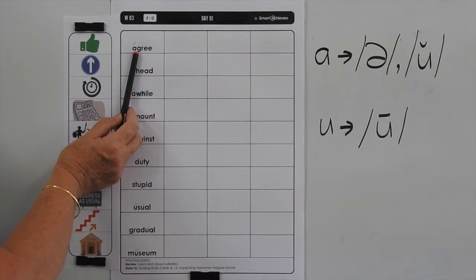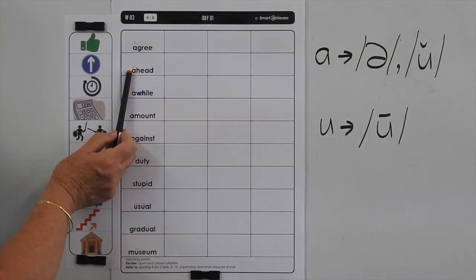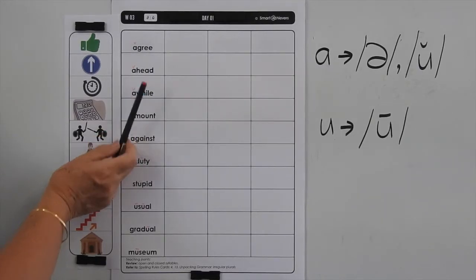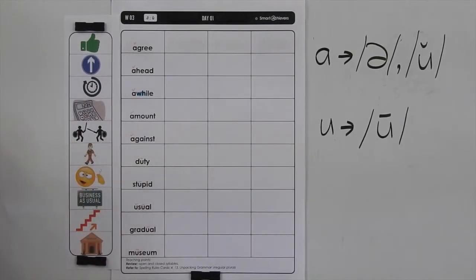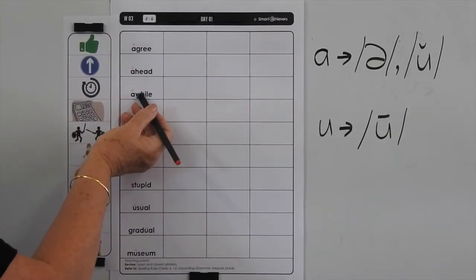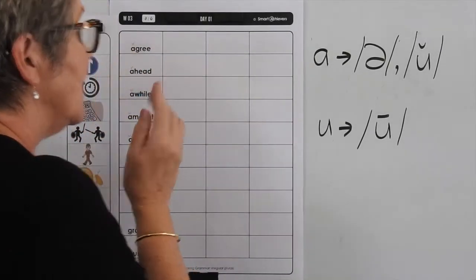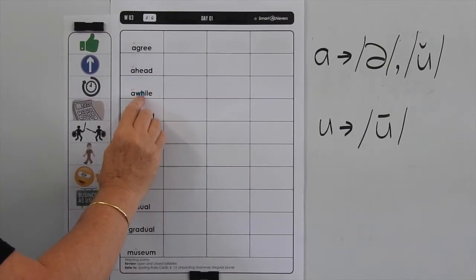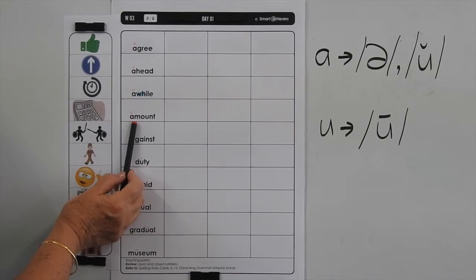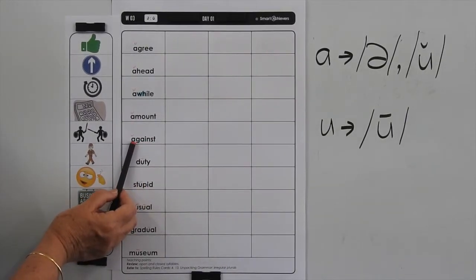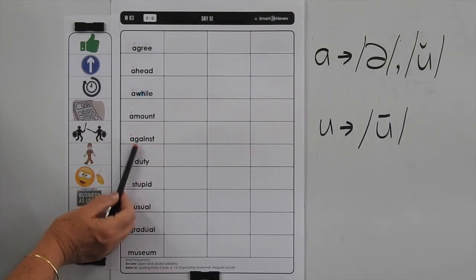Agree means to have the same opinion about something. Ahead is further forward in space or in line with your forward motion. A while is for a short time. Now, if you're not sure whether you have an H after a W or not, if you say the word a while and you feel air after the W, you know that there's an H in there. The next word, amount, means quantity. Against is in opposition to or to prepare for a problem or difficulty.